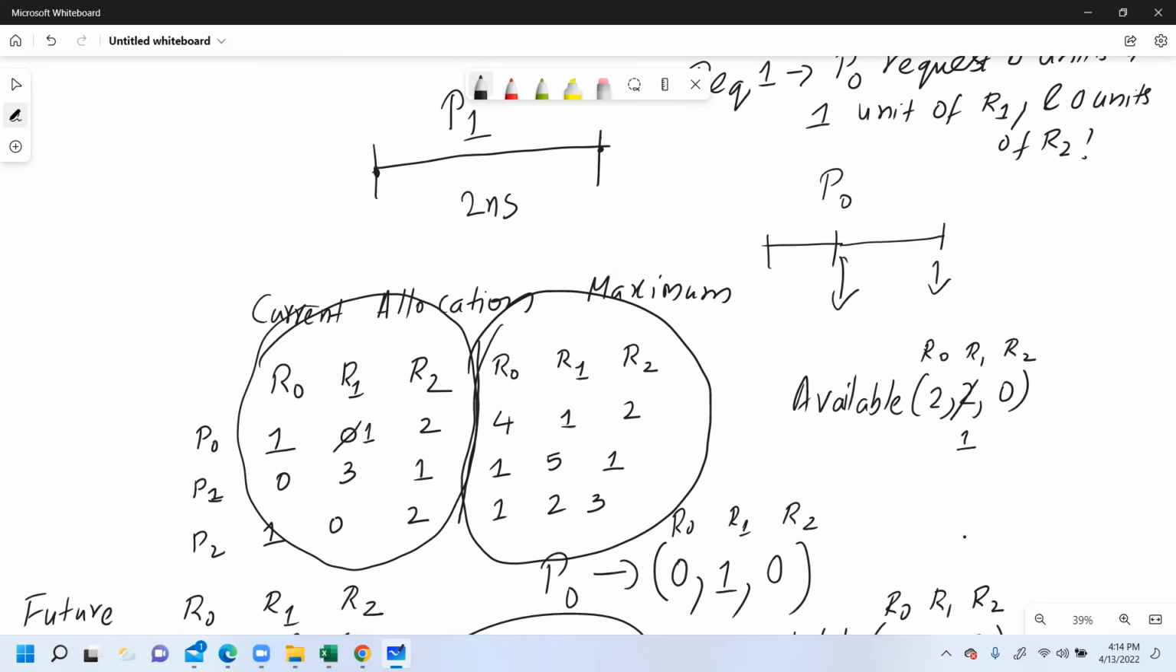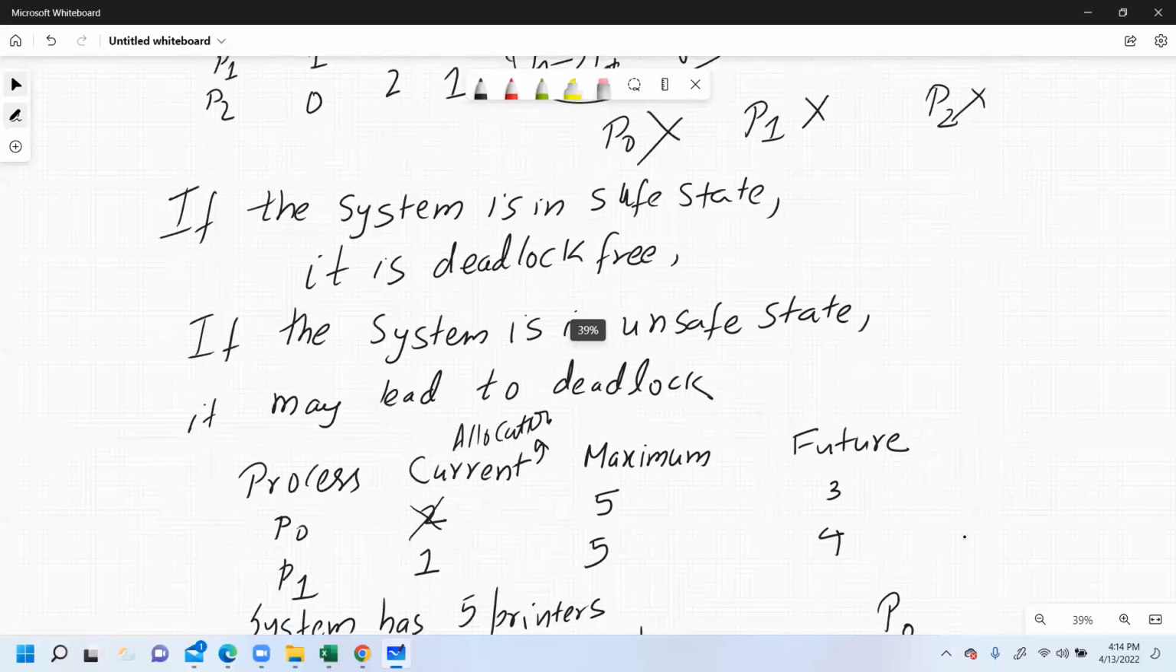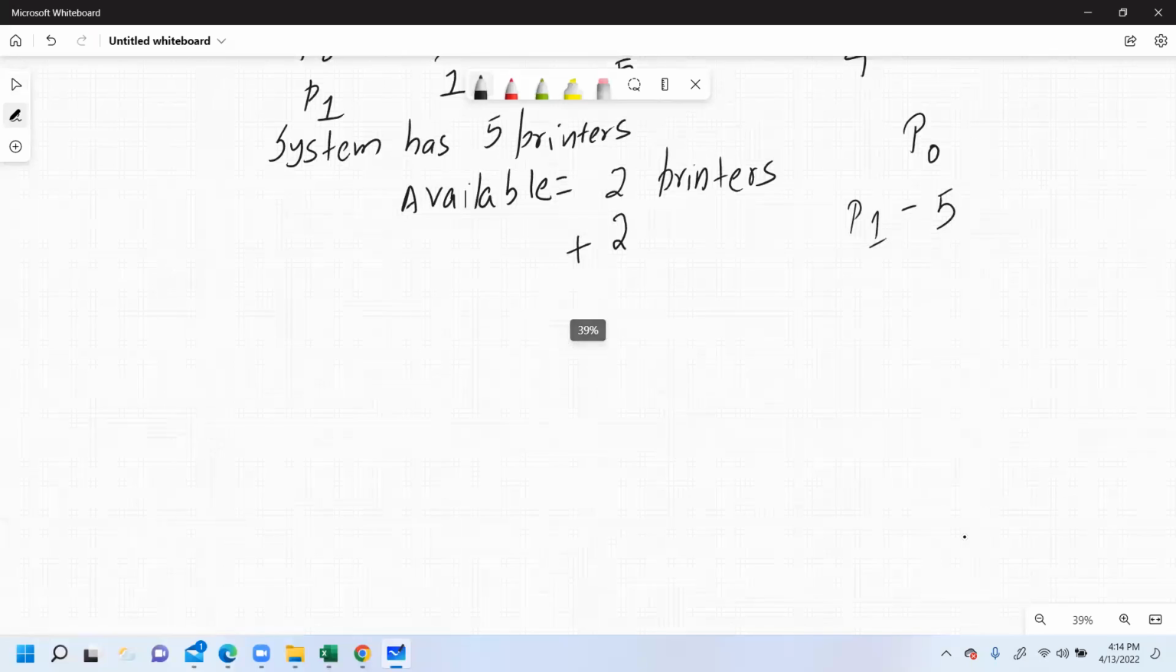Is this clear? So this Banker's algorithm is actually a deadlock avoidance algorithm. Banker's algorithm is a deadlock avoidance algorithm.